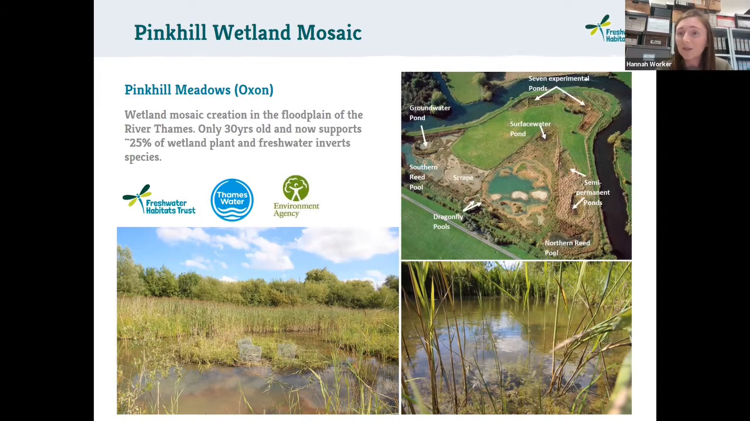So hopefully we'll see that with the Waddesdon Wetland. So yes, hopefully we'll come back in 30 years.